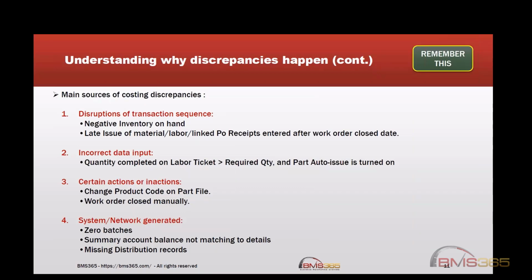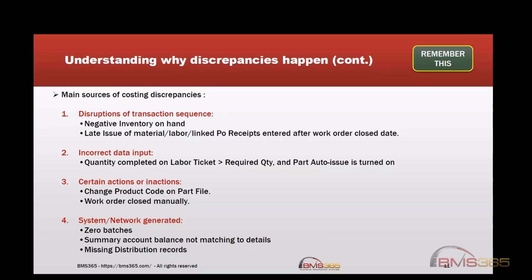We find disruptions of the transaction sequence. We let Visual go negative and we didn't correct that negative at month end. My valuation will not be right. We issued material or labor to a work order after the work order was closed, and that issuing of material or labor is in a future period, in the following period. Linked PO receipts entered after the work order was closed. So obviously my valuation of the work order at that time, at month end, is not correct because I'm missing those transactions that are posted in the future.